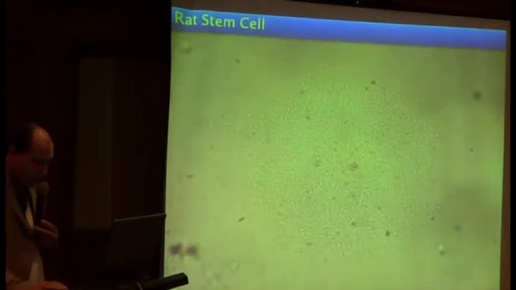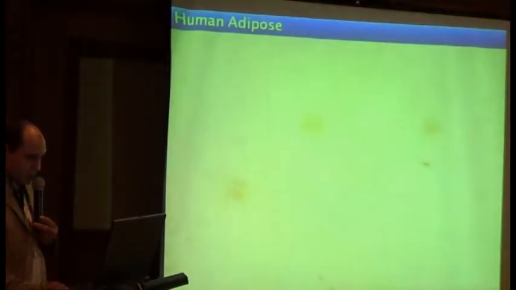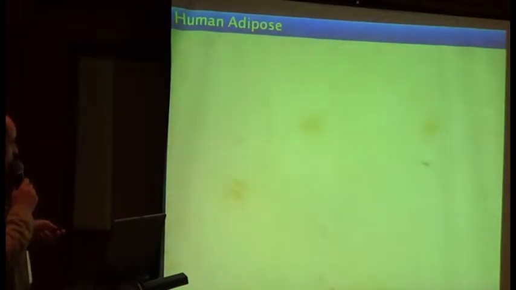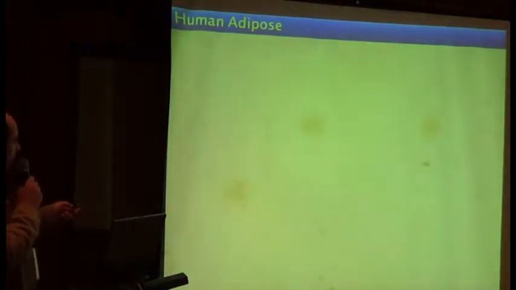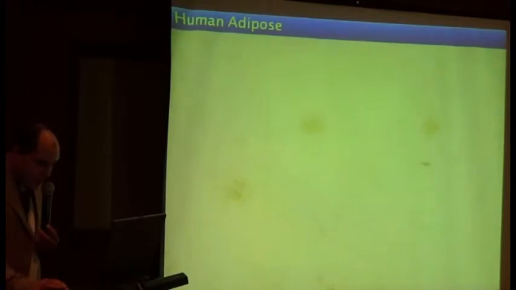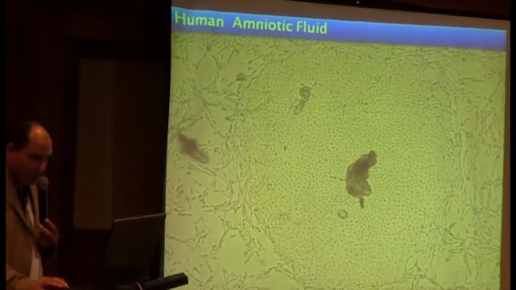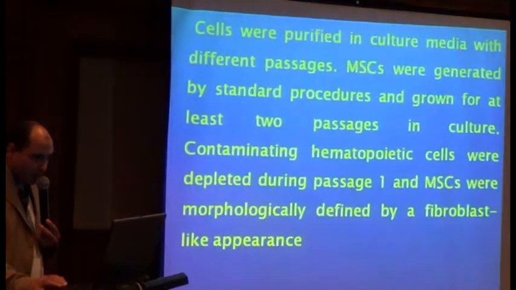Here is the colony derived from red bone marrow. Another source, we have a colony from human adipose tissue. And we have three colonies in this figure. This colony here is from human amniotic fluid, aggregated in one zone.